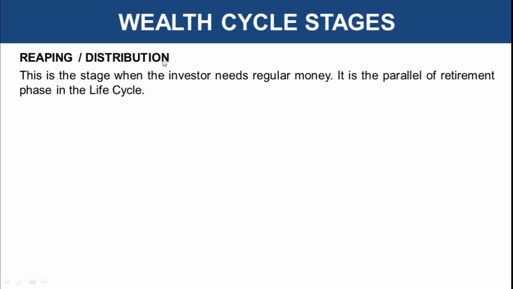Then there is the stage of reaping slash distribution. This is the stage where the investor needs regular money. It is the parallel of the retirement phase in the life cycle. So when you are at the stage of retirement, at that particular time you need a regular source of money. So we talked about the pension income or any such investment which is providing a regular source of income to cover the monthly expenses, maintaining the same lifestyle. So that is the retirement phase, and this comes under the wealth cycle stage of distribution, where you need to manage the regular source of your income.